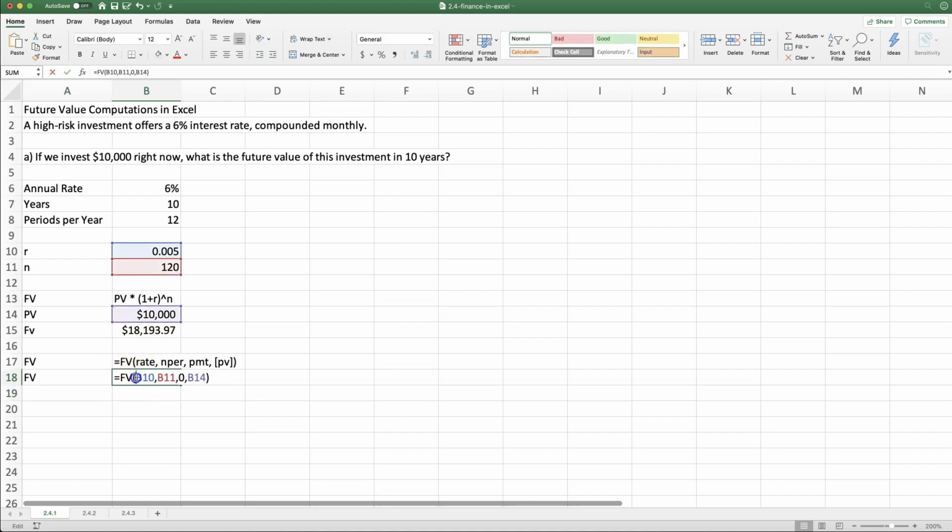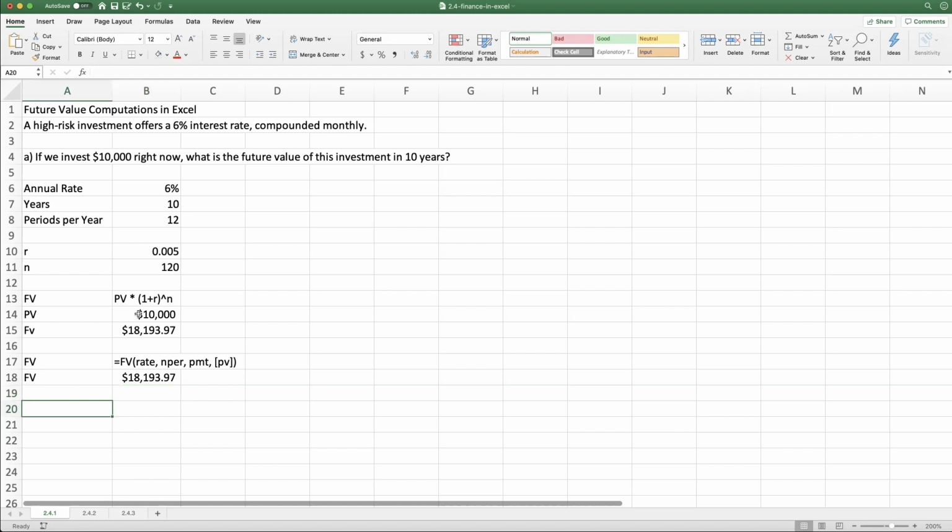To fix this, go into the formula, make sure you have a negative sign in front of the present value. Basically, we're thinking of taking this money, this $10,000, out of our pocket, which is negative income, and putting it into the investment. So the investment will have a positive future value, $18,193.97. As expected, we got the same answer as using the manual formula, which is always comforting.